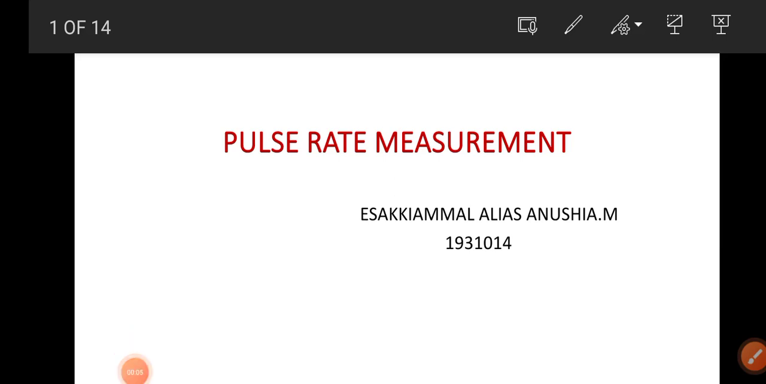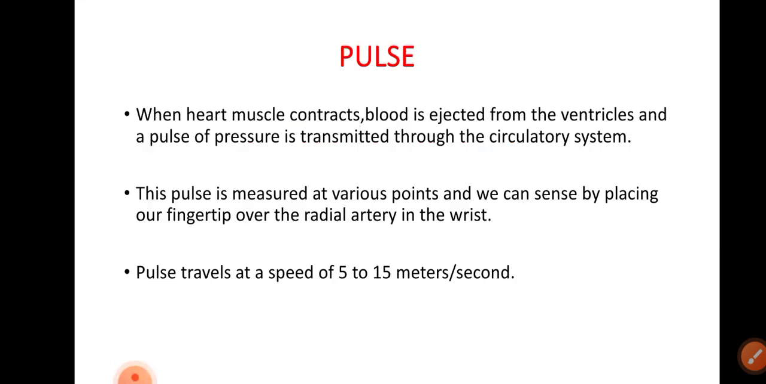I'm here to present you a seminar topic on pulse rate measurement. First, what is meant by pulse? When the heart muscle contracts, blood is ejected from the ventricles and a pulse of pressure is transmitted through the circulatory system. This pulse is measured at various points, and we can sense it by placing our fingertip over the radial artery in the wrist.